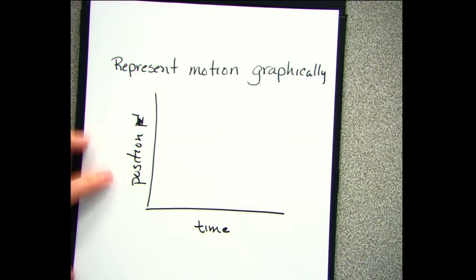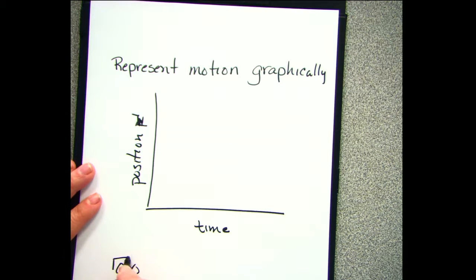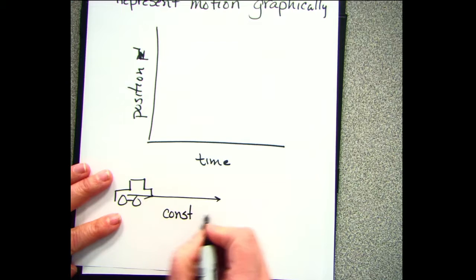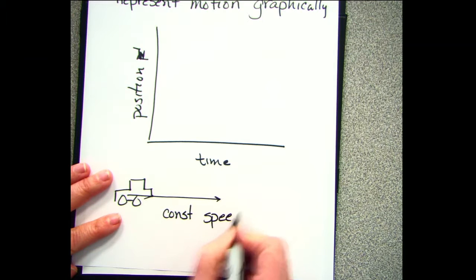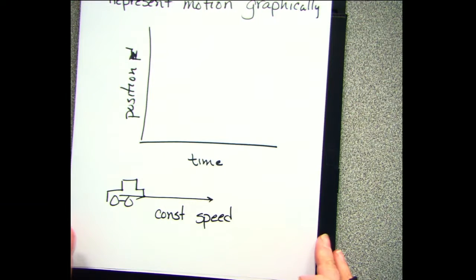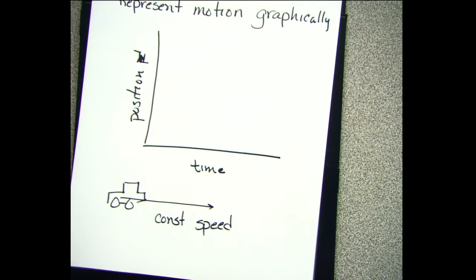All right, so I've got position and I have time. If we're looking at a car or a truck, because I can draw trucks a little better than I can draw cars, and we're going down the road at a constant speed, and we've done this oodles and oodles of times, right? We're going down the road at a constant speed.